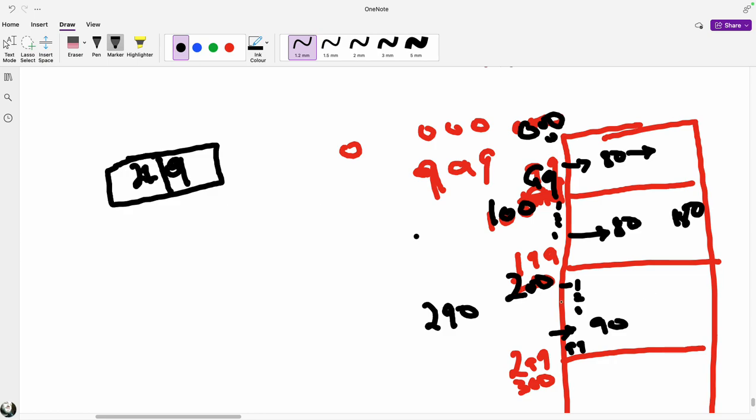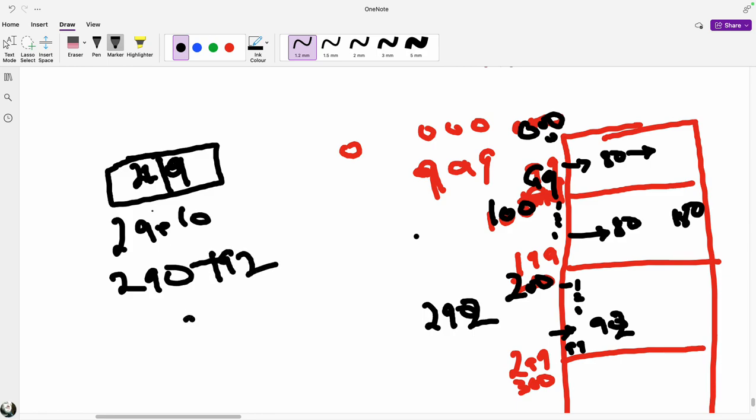Say this was 92. So for 292, I want to fetch, calculate the address. But in my addressing, I will have only how much? 2 bits, 29 only. But I have a trick: multiply 29 by 10 to make it 290, then add the offset of 92. This will be 20 actually.